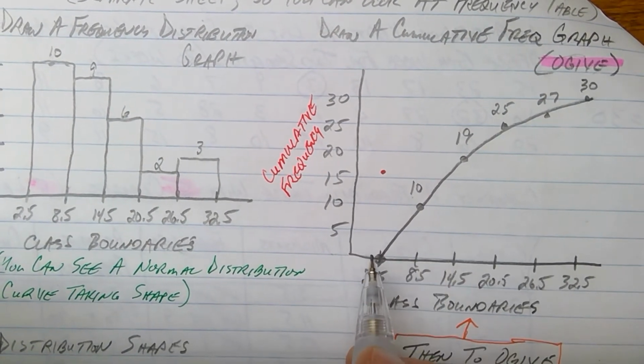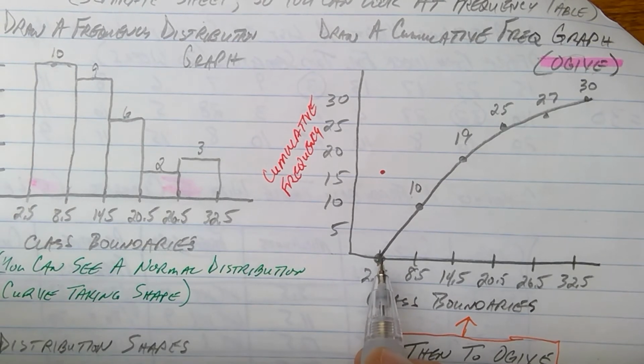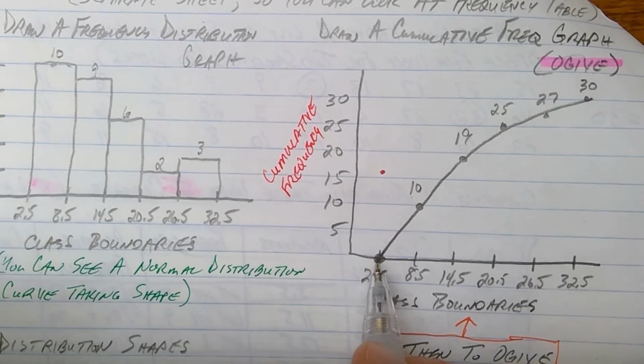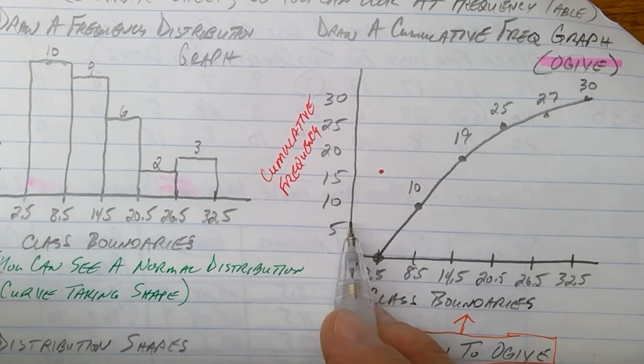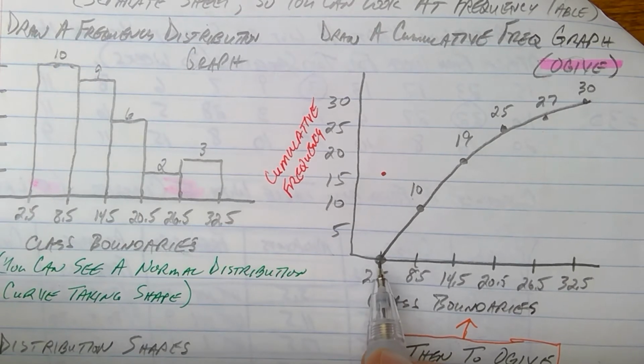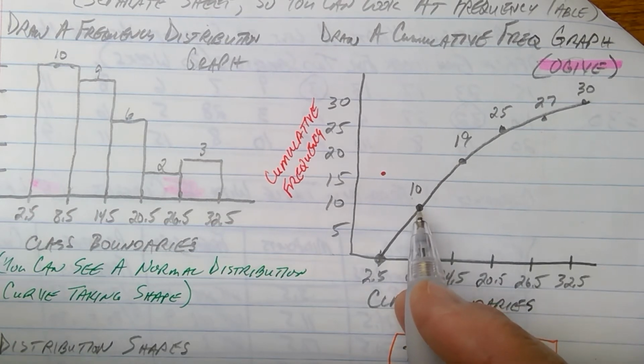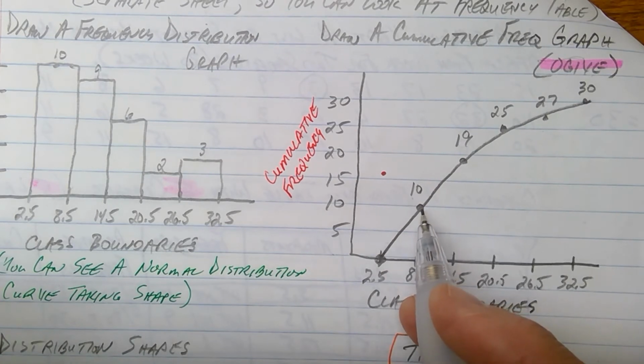All right, how many values had I accumulated at 2.5? Well, that's my starting point. I hadn't accumulated any yet, so that's on 0. That's 0 steps up. All right. Now, by the time I got to 8.5, from 2.5 to 8.5, how many had I accumulated? Well, that's the first value in your cumulative frequency column. You had accumulated 10 measurements, 10 values. So that's going to be 10 steps high, connect them with a dot.